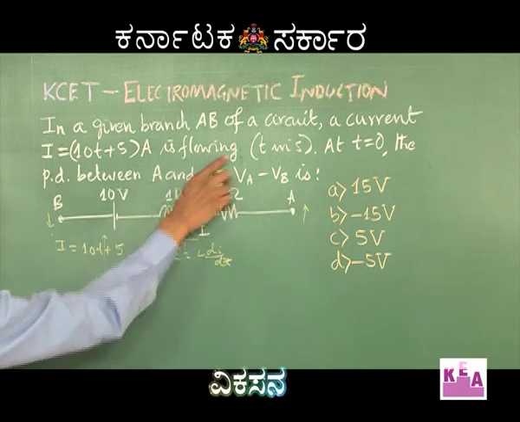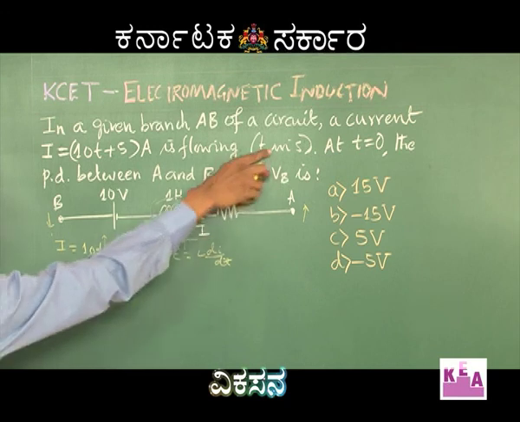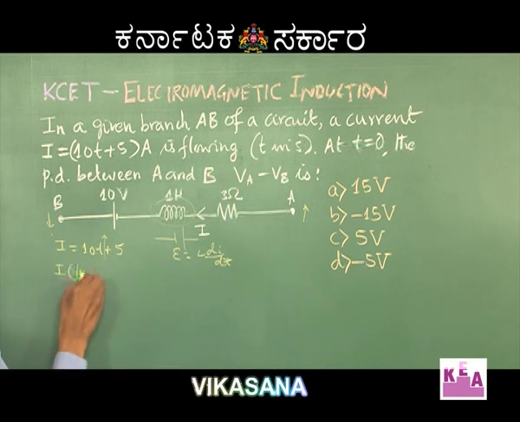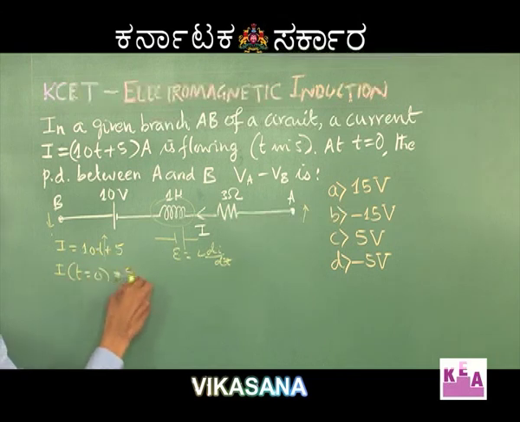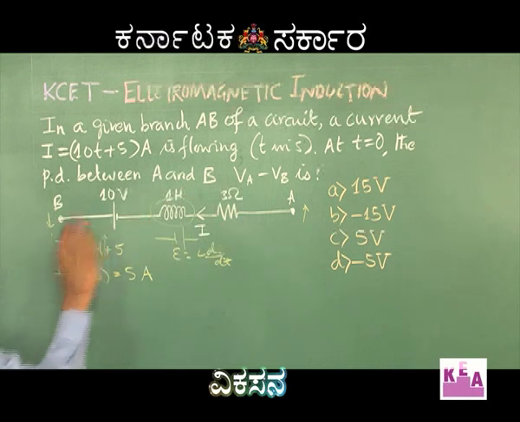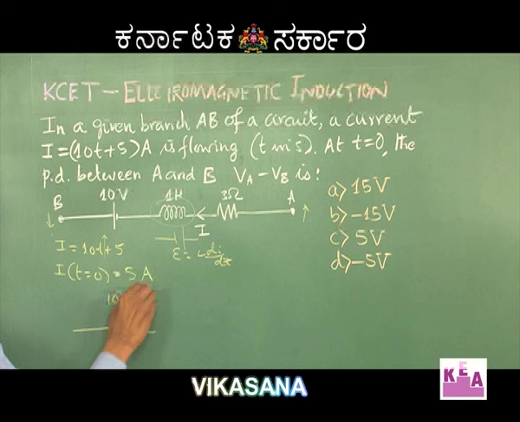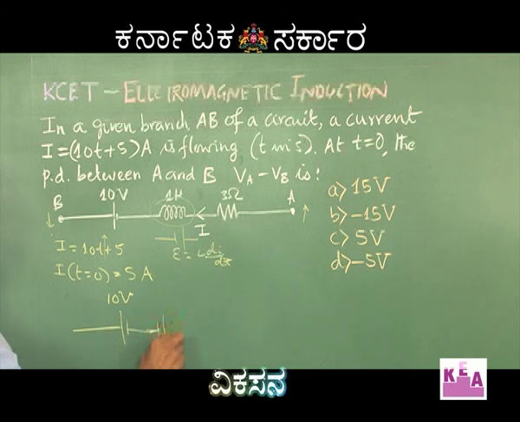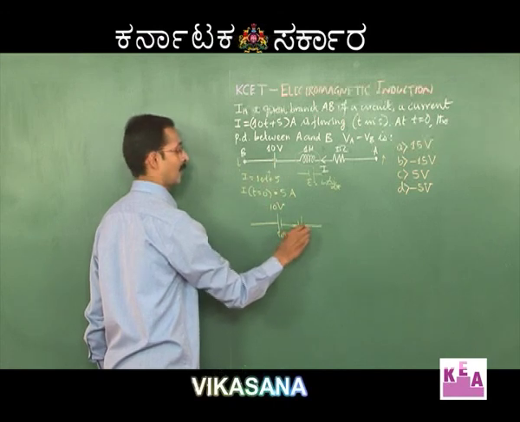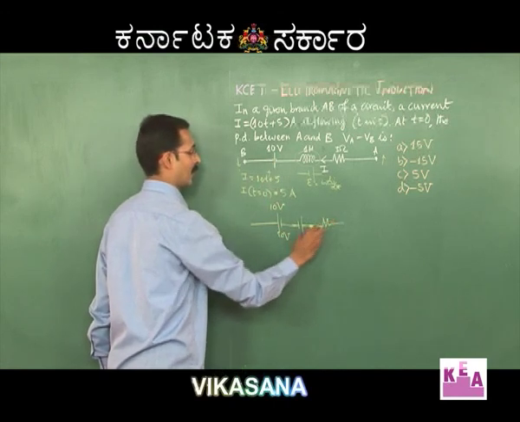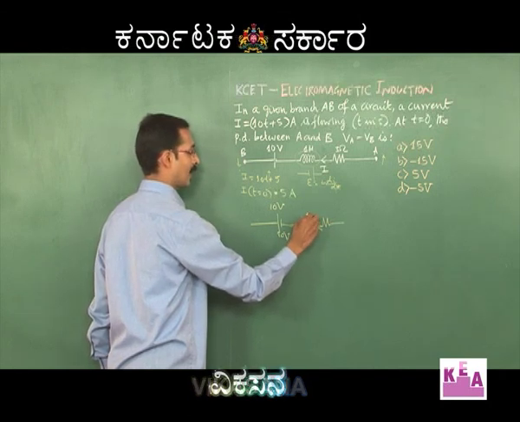The next thing is, I have to calculate VA minus VB at t equals 0. The current in the circuit at t equals 0 is 10 into 0 plus 5, that is 5 amp. Therefore, the current is 5 amp. I will redraw the circuit again. This is the 10 volt battery here, and this is the self-inductance. The self-inductance can be written as a cell now. This is the cell. This has 10 volt of voltage, and this is the resistance. The current is coming like this. The current is 5 amp.